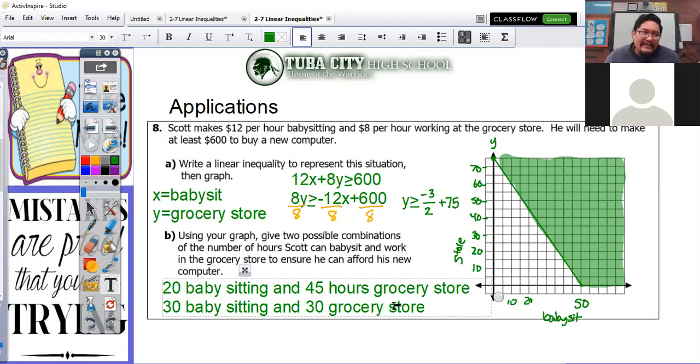I'd like to keep things realistic because I really don't like to think that someone's going to work 100 hours in 2 weeks babysitting.